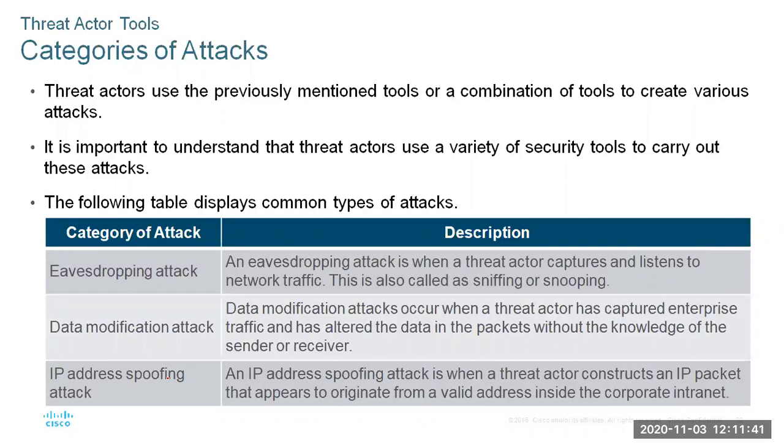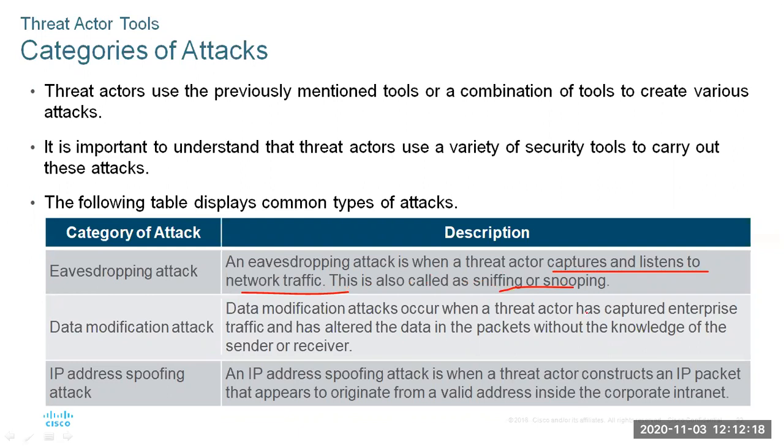The following table displays common types of attacks. We have the eavesdropping attack, the data modification attack, and the IP address spoofing attack. What's the difference? An eavesdropping attack is when a threat actor captures and listens to network traffic. They use sniffing or snooping tools. They just listen to network traffic.